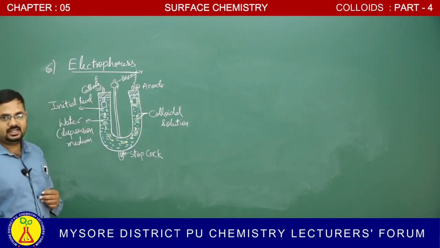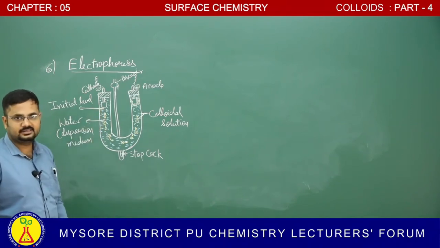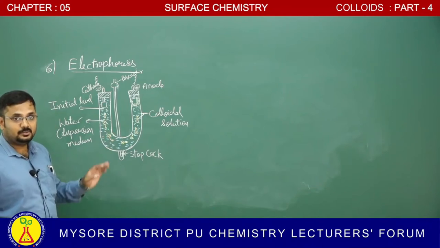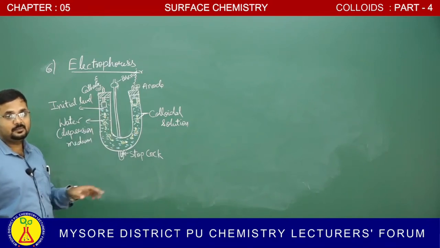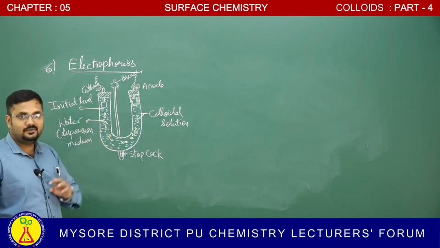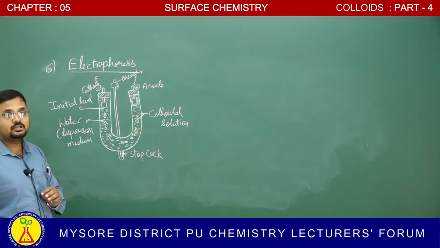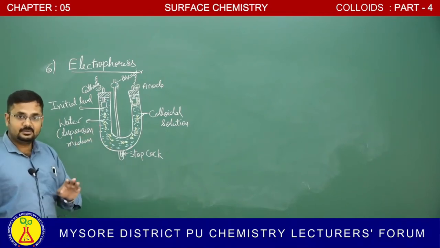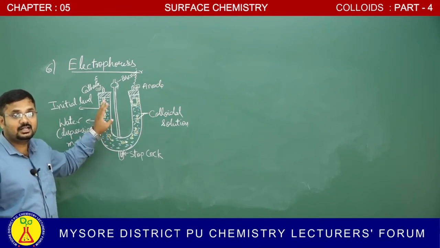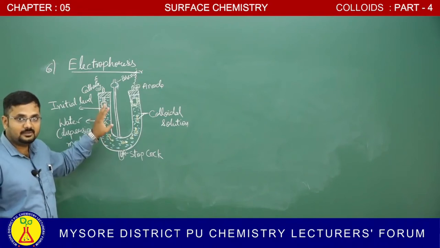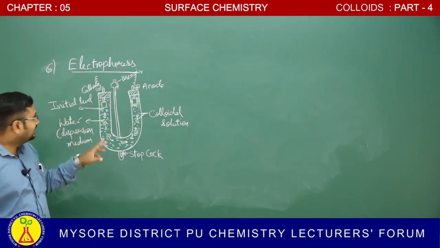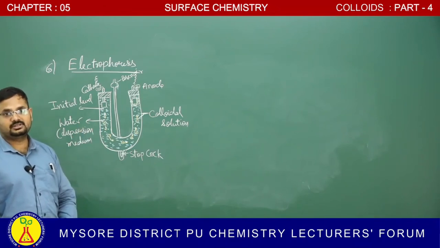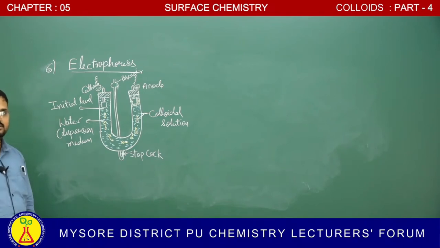Suppose by some method I prevent this electrophoresis, I prevent the movement of the colloidal particles. Then the dispersion medium itself starts moving in the presence of an electric field. That is called electroosmosis. Because I have prevented the movement of the colloidal particles, the dispersion medium itself moves in the electric field. So this is about electrophoresis and electroosmosis.